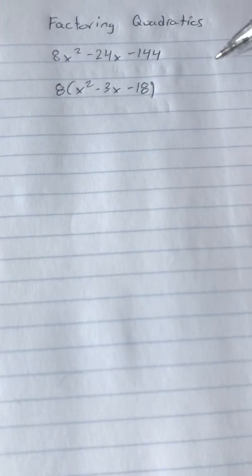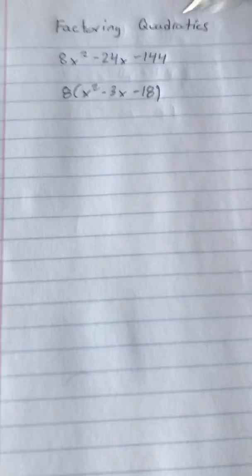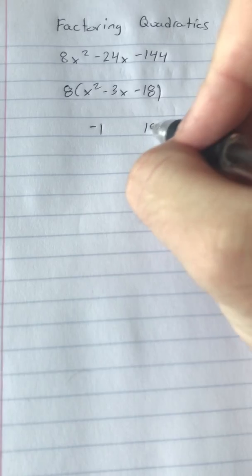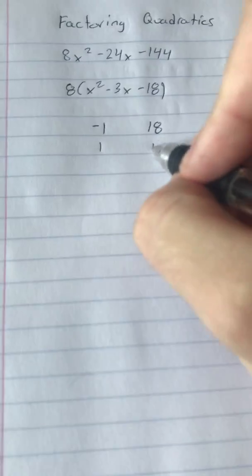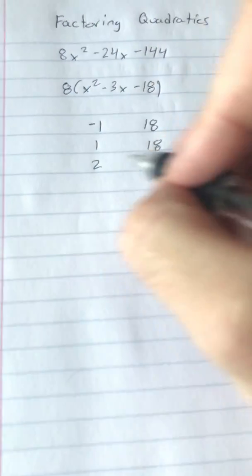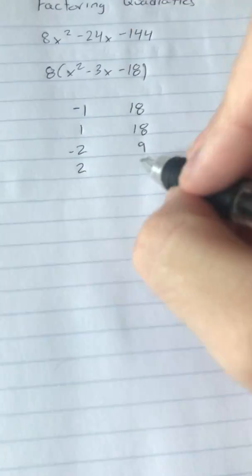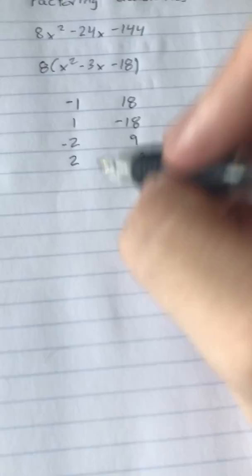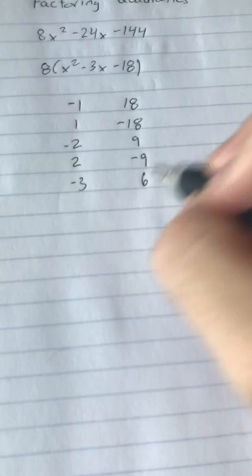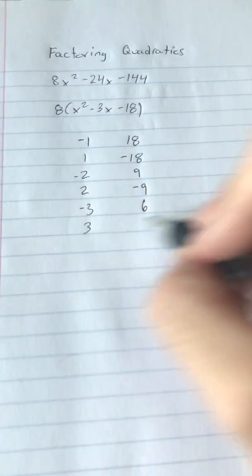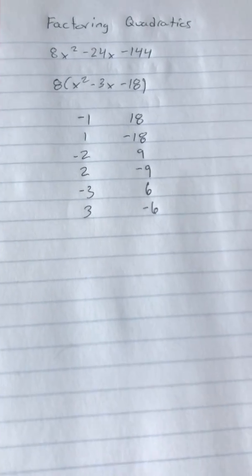So when I'm looking at the product of negative 18, I'm going to list out what the possibilities could be. So we have negative 1 and positive 18, 1 and negative 18, 2 and negative 9, negative 2 and 9, and 2 and 9. We also have negative 3 and 6, and positive 3 and negative 6.